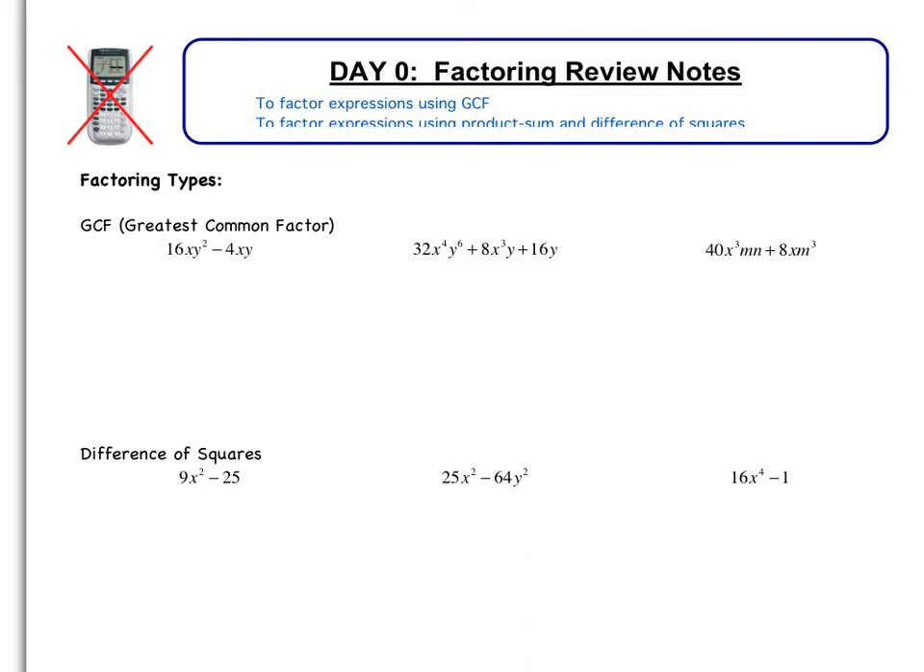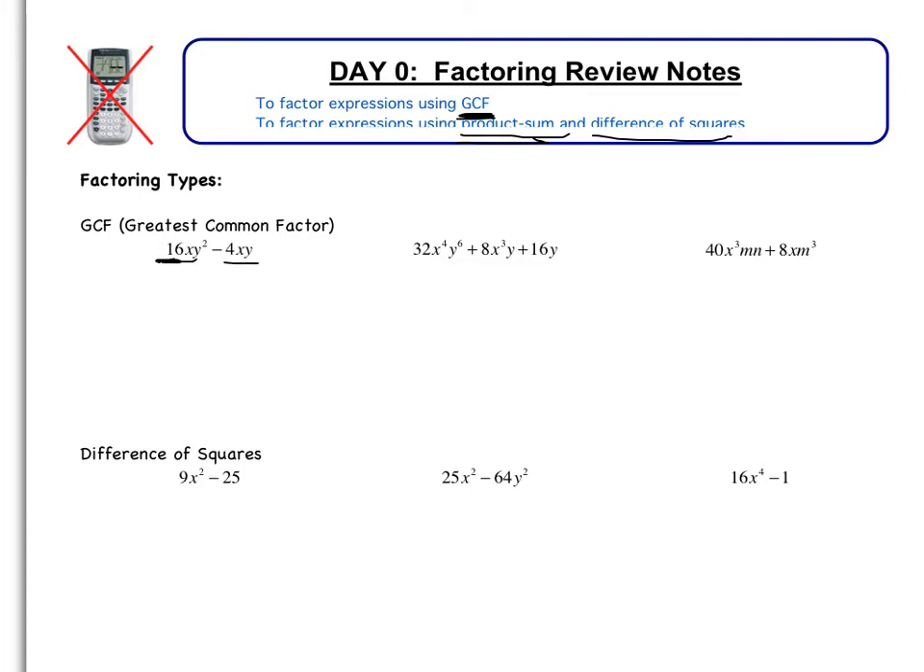First one is we're going to use GCF, greatest common factor. We're also going to use product of sums and then difference of squares. And then we have examples of all 3 types. So the most basic type of factoring is greatest common factor, GCF. So what you do is you look at the 2 factors and you find what they have in common.